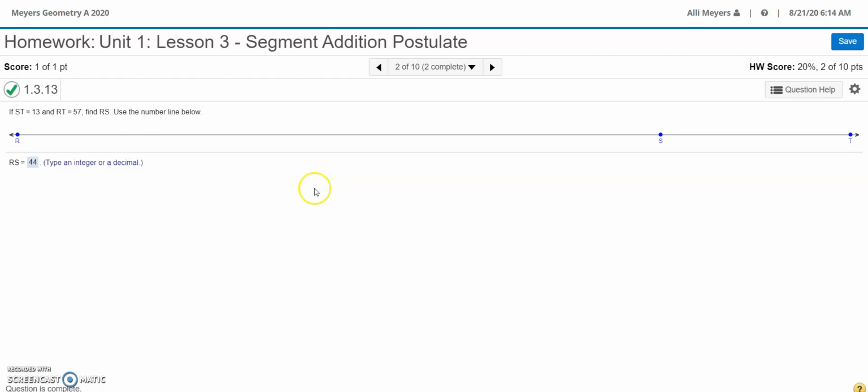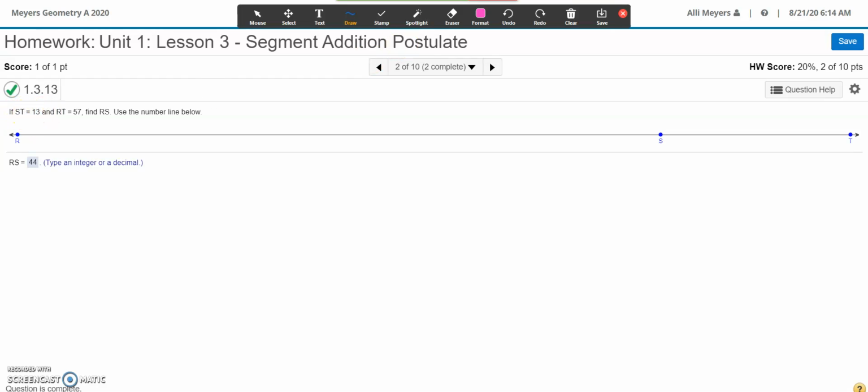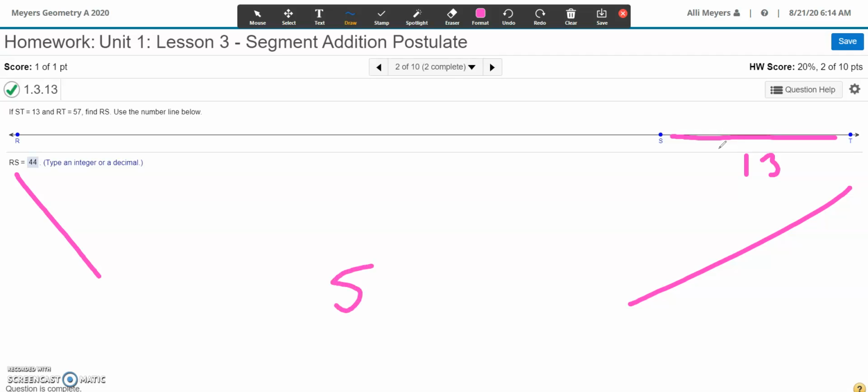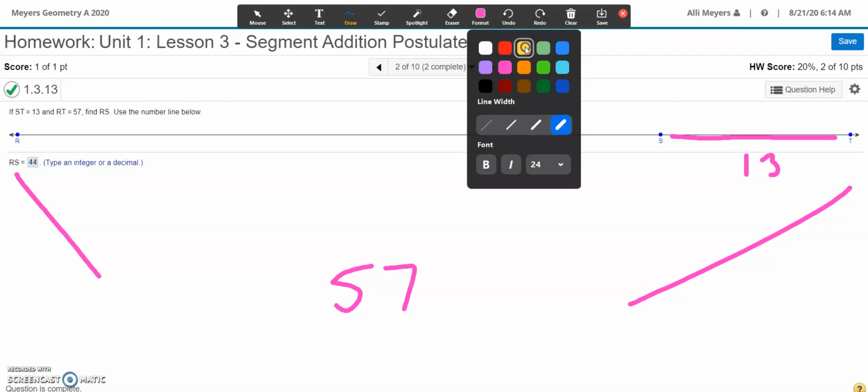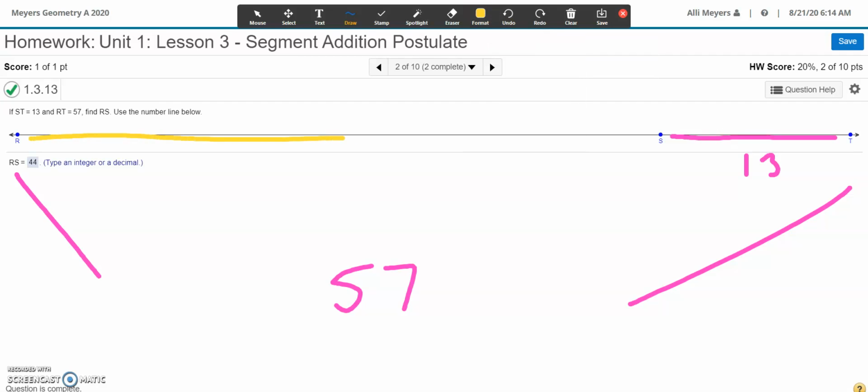Okay. On the next one, same thing. I already went through and did this one. Sorry, guys. It is 44. Here's how I did it. So they told me that ST was 13. So from here to here is 13. And then they told me RT is 57. Well, RT is actually the entire segment. So I want to find how big is RS, which is the other piece.